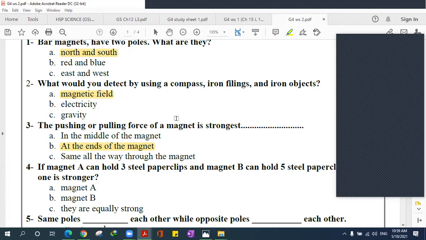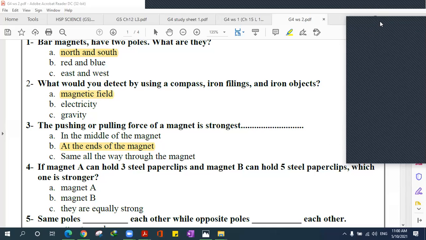Reem, can you answer number 4? If magnet A can hold three steel paper clips, and magnet B can hold five steel paper clips, which one is stronger? Magnet B. Yes, magnet B, because it pulled more paper clips, right?